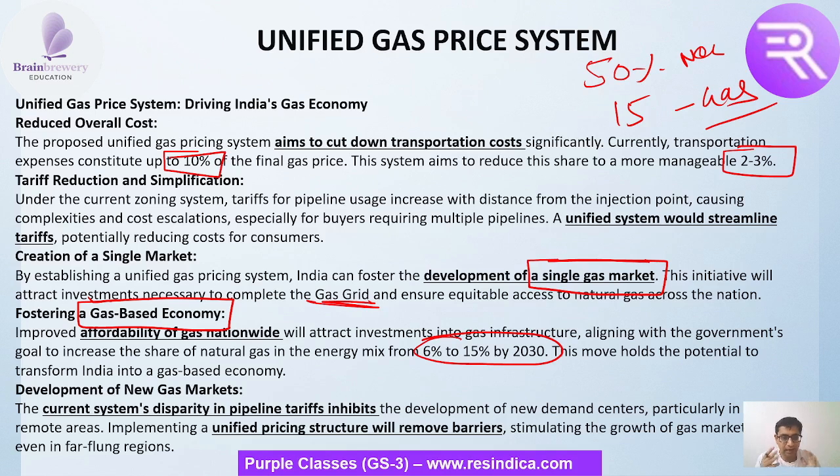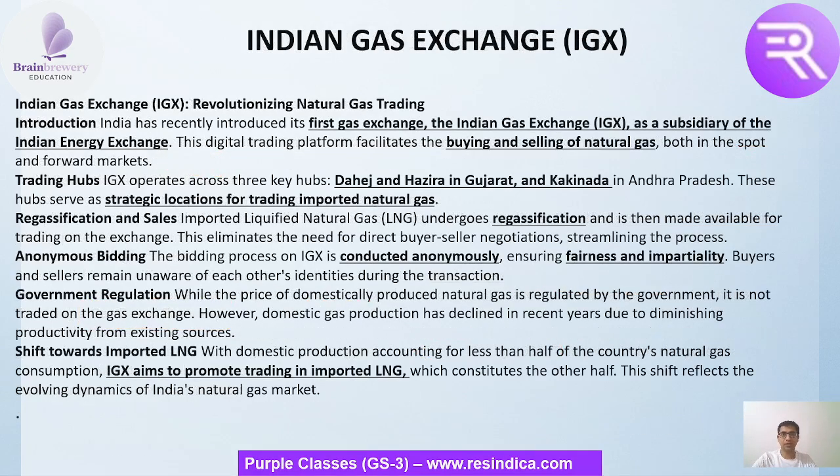Earlier, there was a lot of disparity in the pipeline tariff. So there is a need and a demand that more and more pipelines and more infrastructure should be built, so that the whole country gets connected with the gas grid, and we should have uniform pricing of the gas structure. That will happen.